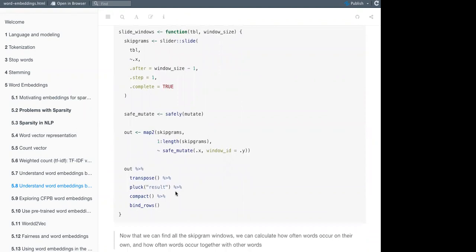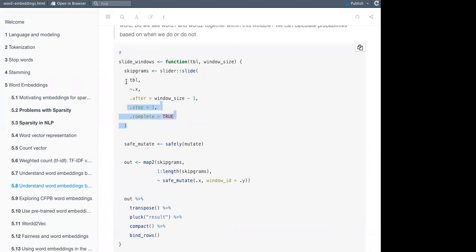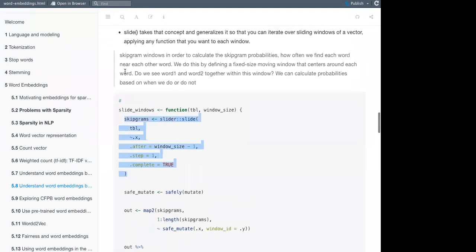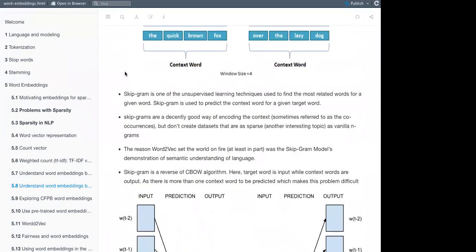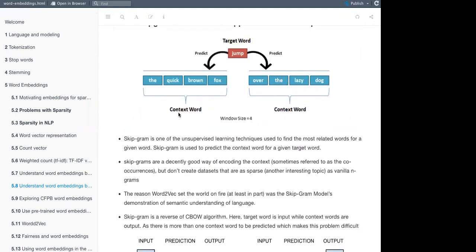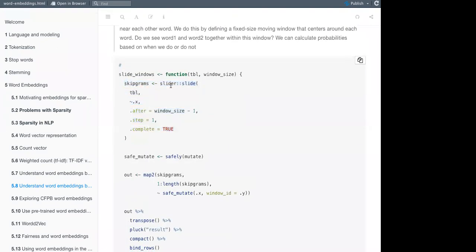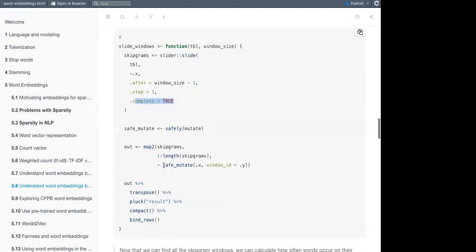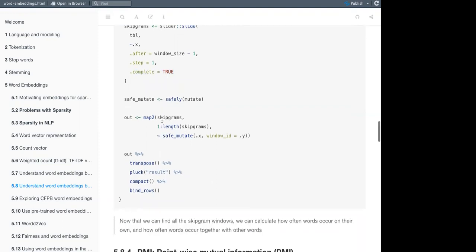Unfortunately, I have not actually captured a lot of this code. Slider is basically a kind of function, like purrr's map, but it's an advanced version of map, where you can give the context size you want to move. So this is what the slider function is doing. Given the window size, it starts from 1, the step we want is 1, and we want complete equals true. So this is the slide window function. It's doing a lot of things here, but I don't understand it. I tried to follow, but I didn't. Justin or John, can you help?